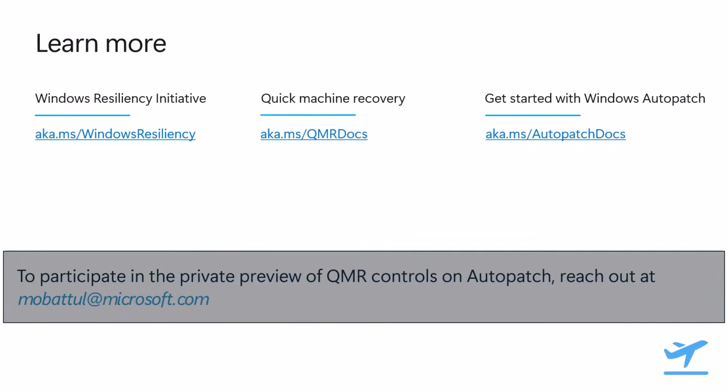All right, so that was a bunch of information that we wanted to share today. Like I said, we spoke about a bunch of different topics, starting from Autopatch, Windows Resiliency Initiative, QMR, and QMR controls in Windows Autopatch. Here are a couple of learn more links that you can visit if you're interested in learning more about any of these products or services. You can learn about the Windows Resiliency Initiative, or learn more about the different configurations available in Quick Machine Recovery, or how you can manage updates using Windows Autopatch.